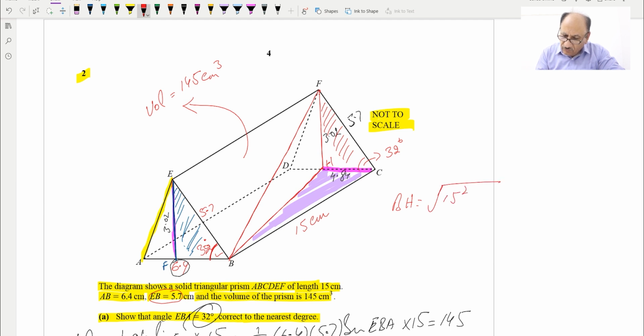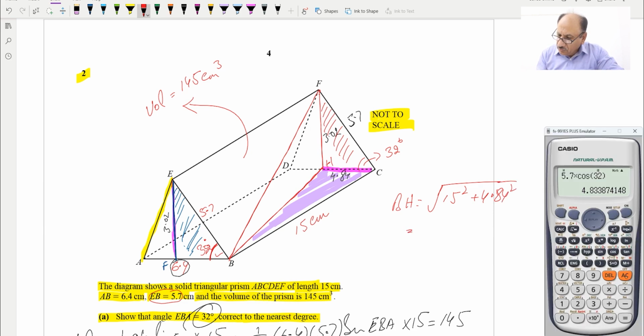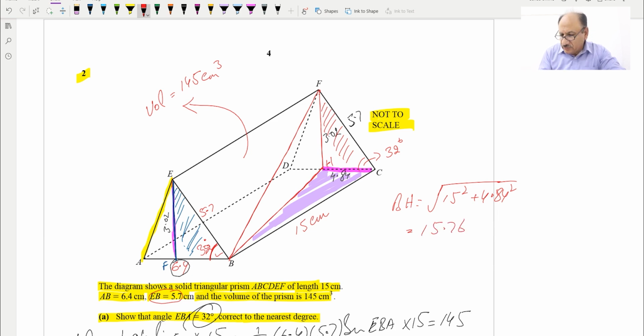Pythagoras theorem, we are applying: 15 square plus 4.84 square, and under root, this will be the square root of 15 square plus 4.84 square, and this will give us 15.76. So 15.76 centimeters, and we got this. So 15.76 will be this one. Now our requirement is this angle.